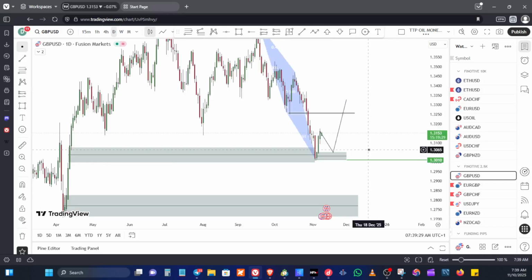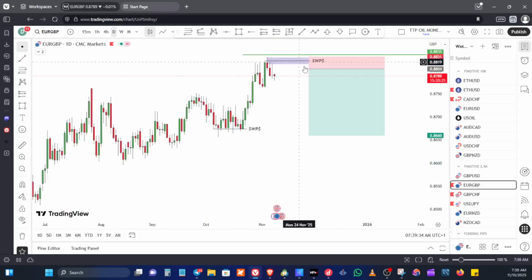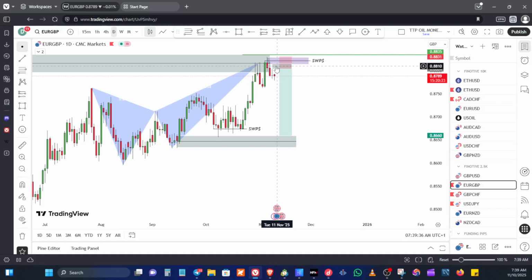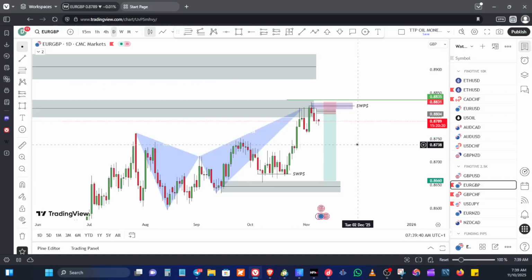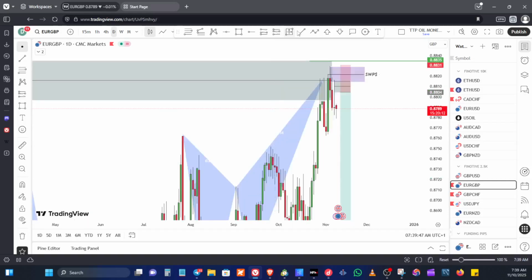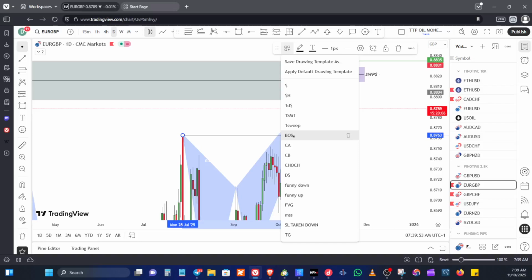So Euro GBP, I'm expecting to see if price can push back again into this level for more sell to the downside. Right now this is a good level for us. Let's see what price does. We are still bullish. Like I told you guys, I was expecting this break of structure, and it finally happened. That was last week before market closed. So right now I'm expecting to see what price will do on Euro GBP.